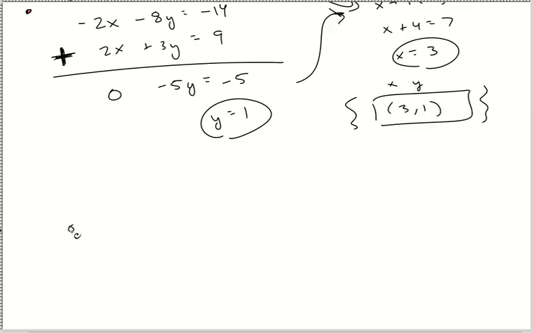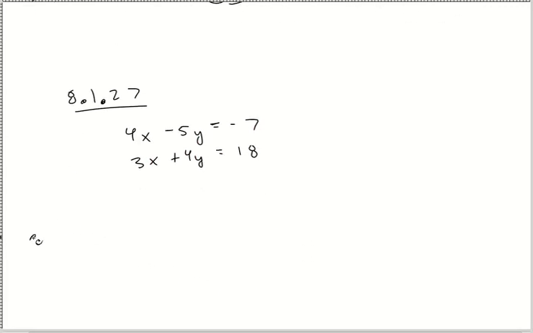Cool. Now, let's do a much more complicated one. I've got 4x minus 5y is equal to -7. And I've got 3x plus 4y is equal to 18. All right. How do I do this? I don't know if they're going to say addition method or whatever. I'm going to do the addition method, but first I need to multiply both the top and the bottom by some kind of numbers in order to cancel it.